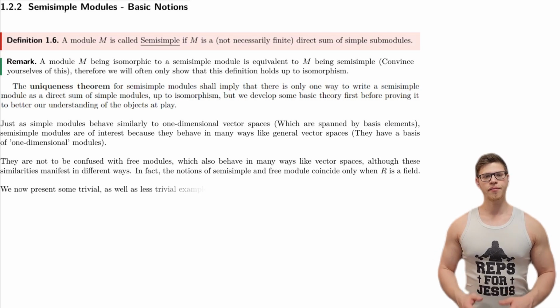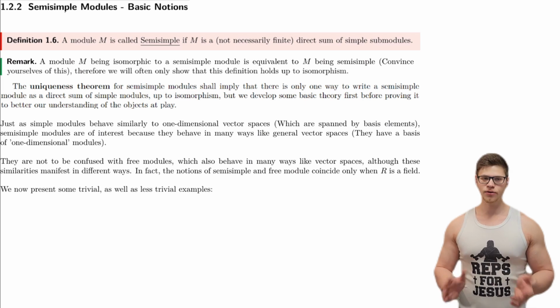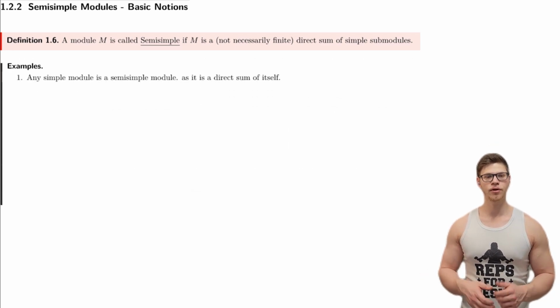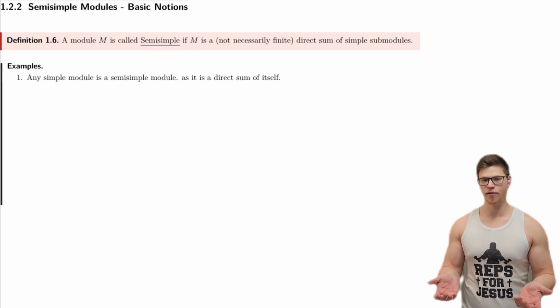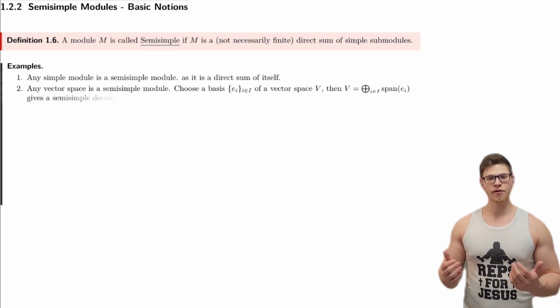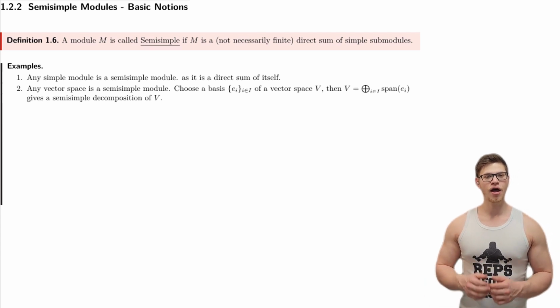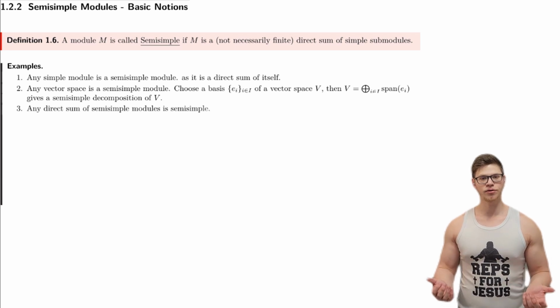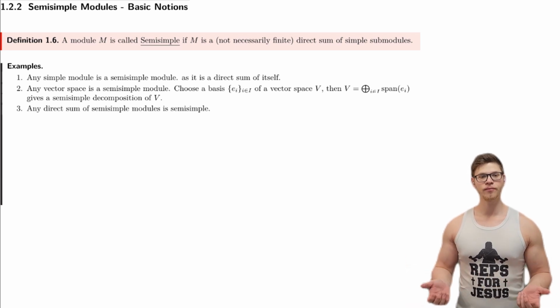We now present some elementary examples and non-examples. So any simple module is obviously a semisimple module, so it's just the direct sum of itself. Any vector space is a semisimple module. Just as we said before, take a basis of a vector space V, then V is a direct sum of the spans of each basis vector, giving us a semisimple decomposition of V because the simple modules are the one-dimensional vector spaces. Any direct sum of semisimple modules is, of course, semisimple.